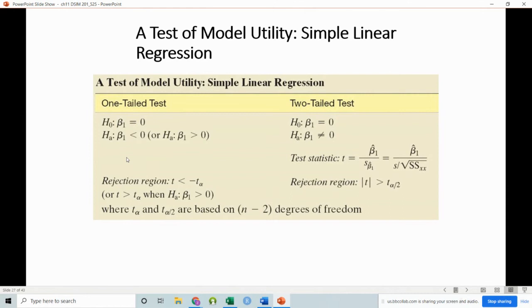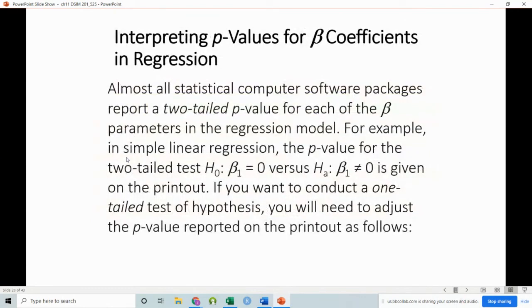Fortunately, Excel can do all of this for us. So almost all statistical computer software packages report a two-tailed p-value for each of the parameters, like I said, because most of the time that's what we're going to actually use. For example, in simple linear regression, the p-value for the two-tailed test of H0 beta 1 equals 0 versus the alternative that beta 1 does not equal 0 is given on the printout. If you want to conduct a one-tailed test of hypothesis, you will need to adjust that p-value reported on the printout as follows.